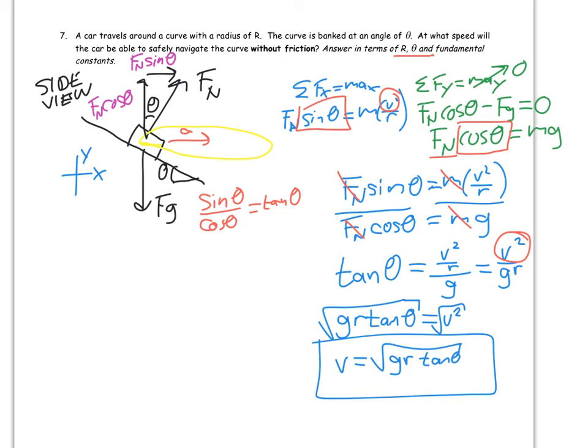Now in reality there would be some friction, and that just gives the car some wiggle room. So if it's a little bit faster or slower than that perfect speed, it still is going to be able to safely go around that curve.